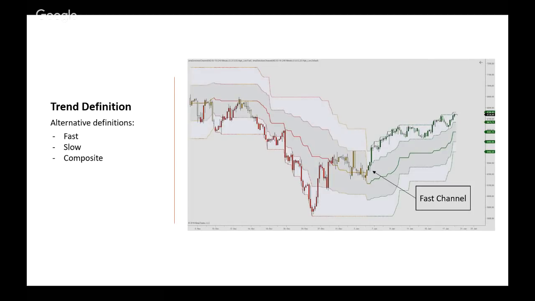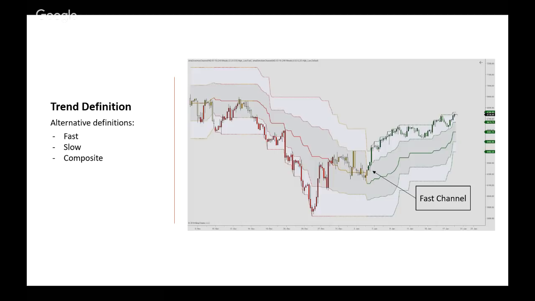Our indicator also comes with a fast, slow, and composite trend definition. This here is the fast channel, what we're seeing here, and that allows the trend definition to trigger a few bars earlier. So we see here the long trend is triggering at the breakout of the fast channel here. Of course, the main idea here is not to predict price movements, but simply to follow them.